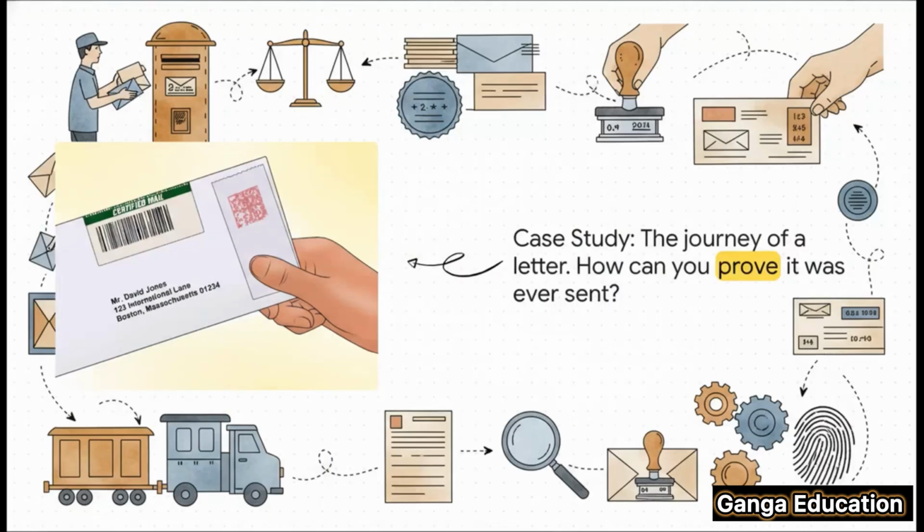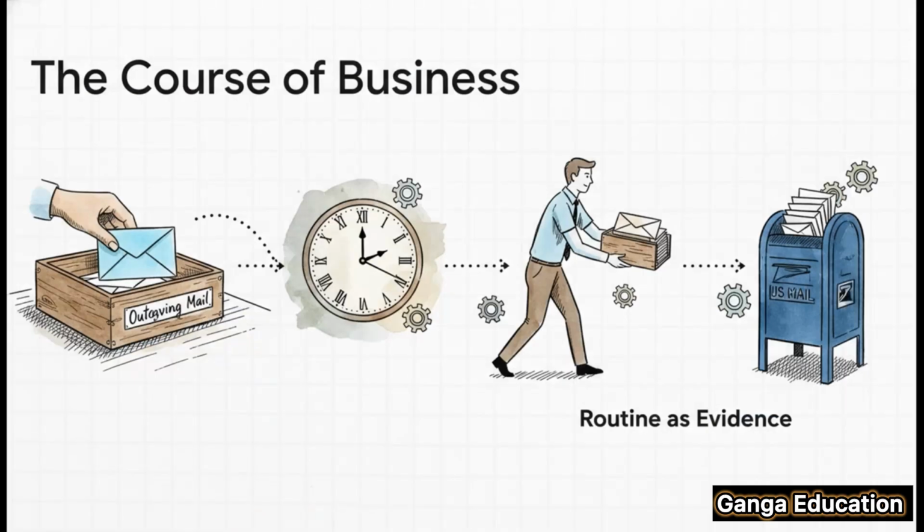Think about a really simple, everyday task: mailing a letter. If there was ever a legal dispute, how could you possibly prove that one specific letter was actually posted on a particular day? I mean, you're not going to remember that exact moment. The proof, it turns out, doesn't lie in your memory, it lies in the system. And this is the magic of Section 16. It's all about the ordinary course of business.